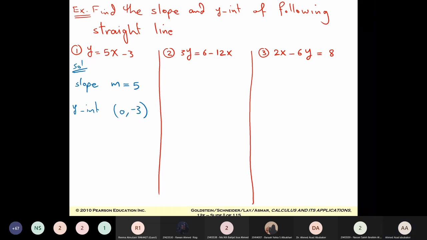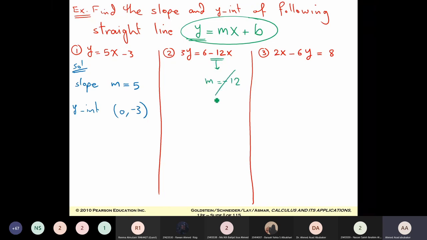We need to convert the equation in the form y with coefficient 1. On the right hand side, the coefficient of x equals the slope and the constant equals the y-intercept. So y must be on the left hand side with coefficient 1. We cannot take the slope as the coefficient of x if it is negative 12; this is incorrect. 6 is also incorrect.